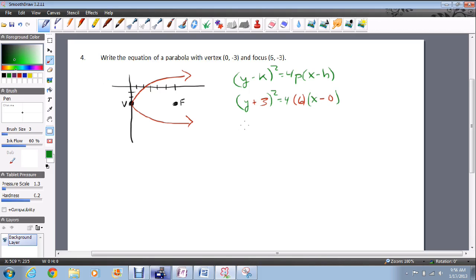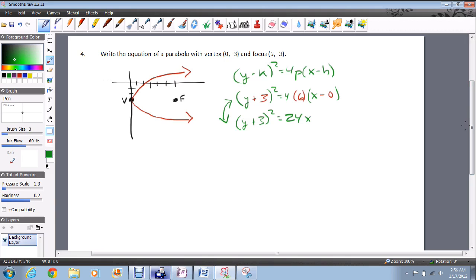Sometimes they might simplify it a little bit further, but you want to start out with at least this and then take a look at your multiple choice. But understand they might write y plus 3 squared equals 4 times 6 is 24x, because x minus 0 is just simply x. So either one of these they might write. If it's free response, do what you think's right. Either one I would accept.